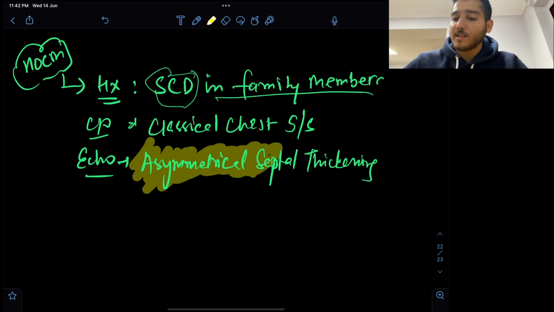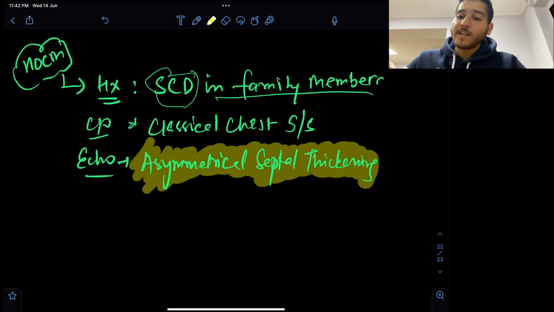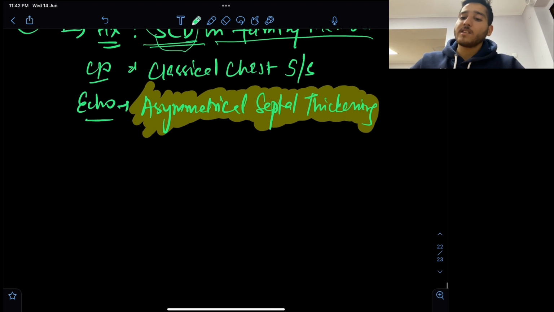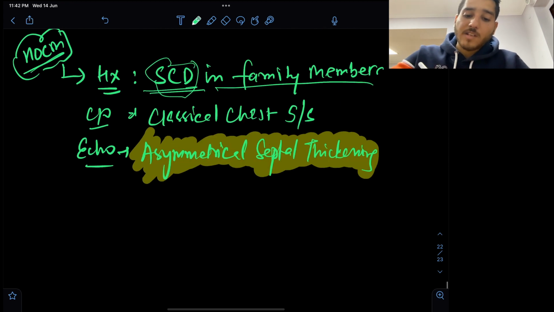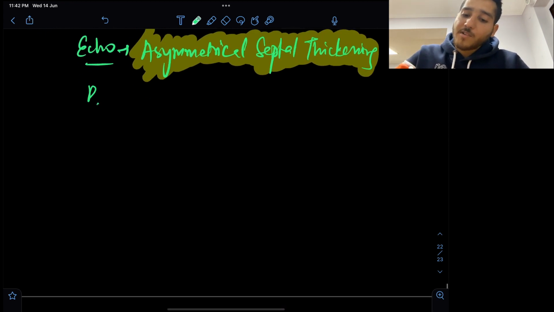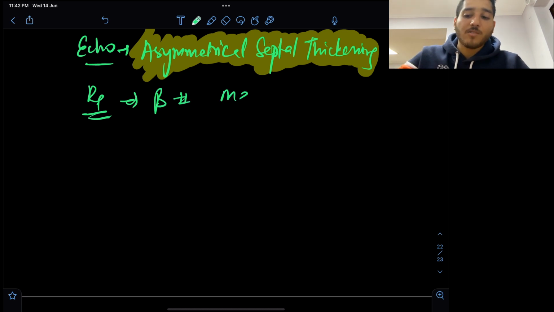Okay, if in any patient's echo you'll get asymmetrical septal thickening, and there's history of sudden cardiac death, classical sign and symptom of heart disease, then you can make the diagnosis of HOCM. Treatment of hypertrophic obstructive cardiomyopathy is usually beta blockers like metoprolol.